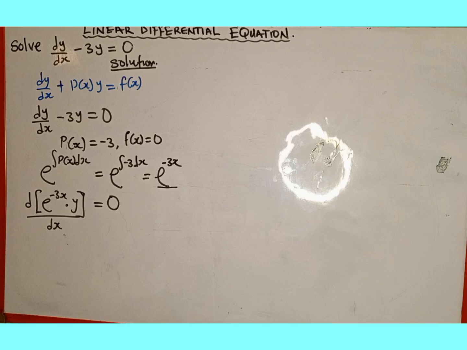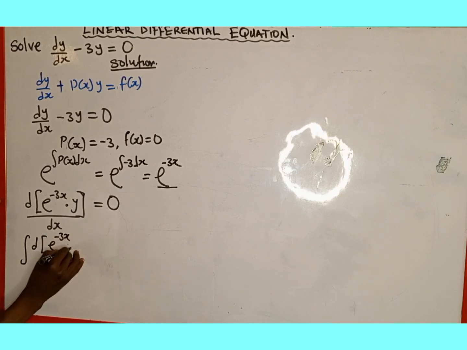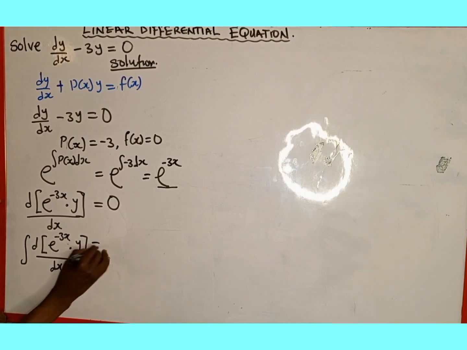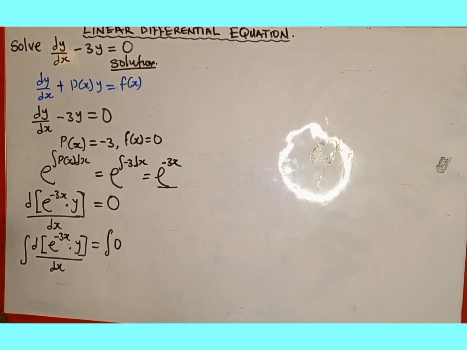Now the next thing we are going to do is to integrate both sides of the equation. We are going to have the integral of d of the bracket of e to the power of minus 3x multiplied by y, close bracket, over dx, which is equal to what? The integral of 0.